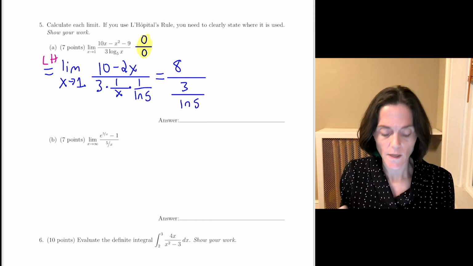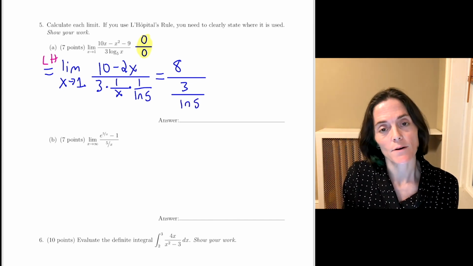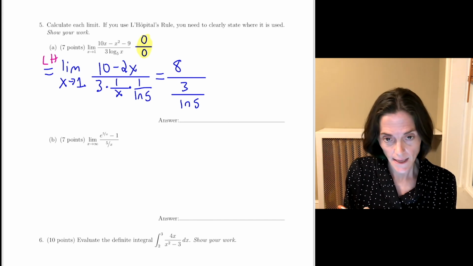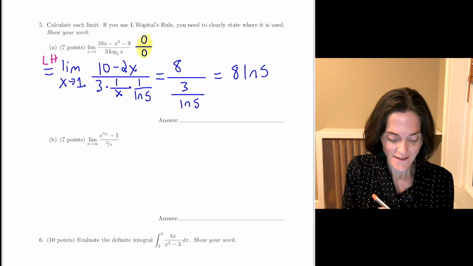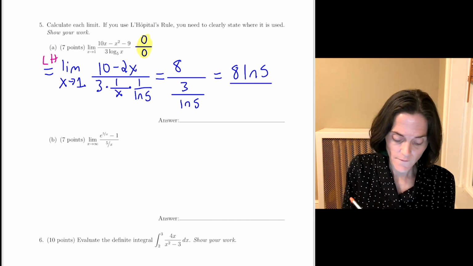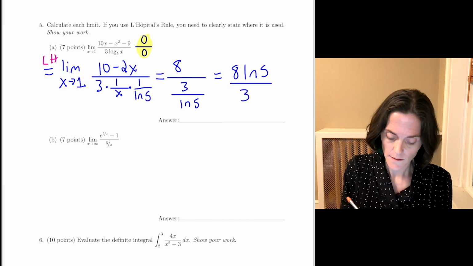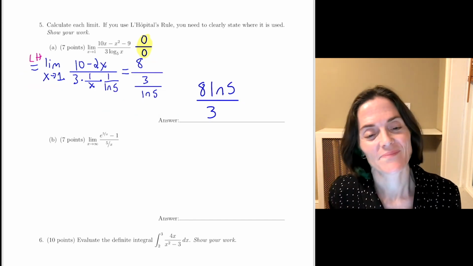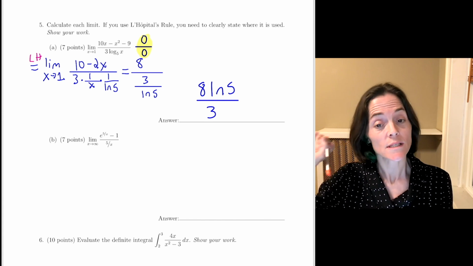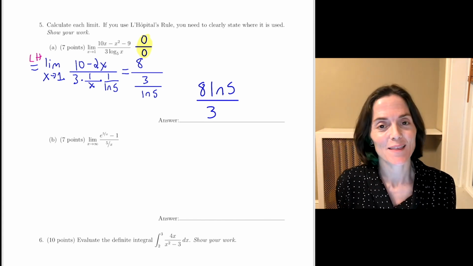Now, the only thing is we don't leave fractions in the denominator, so we need to invert and multiply. Here I get 8 natural log 5 divided by 3. This will be my final answer. In fact, maybe I will just move it into my answer blank. This limit exists and equals 8 ln 5 divided by 3.